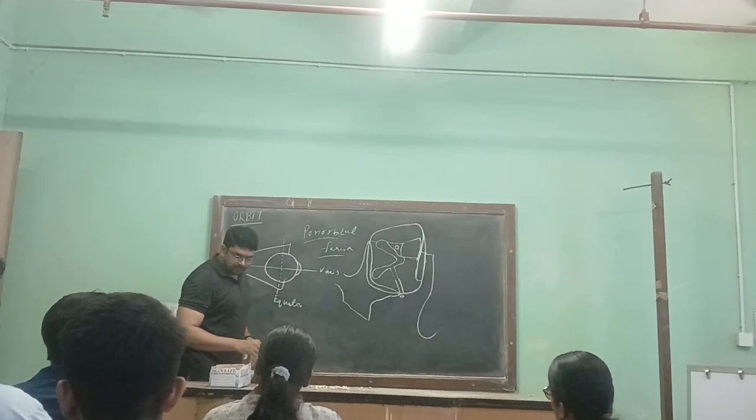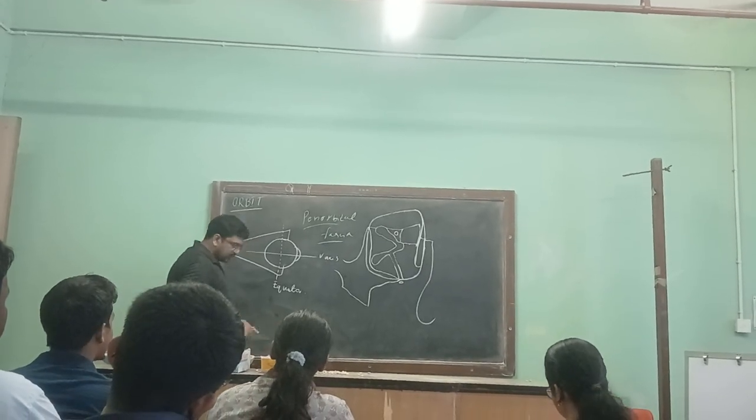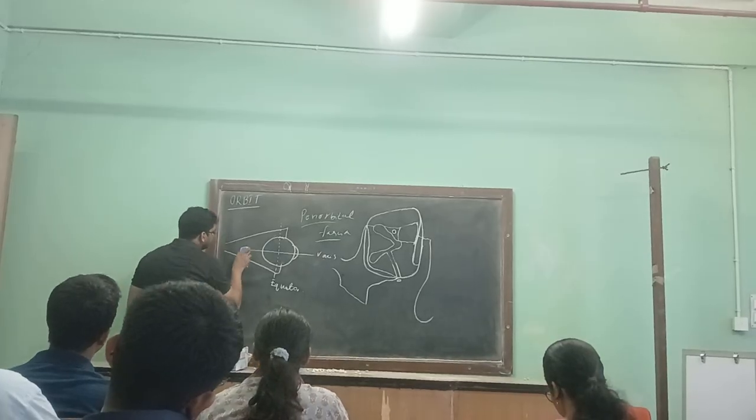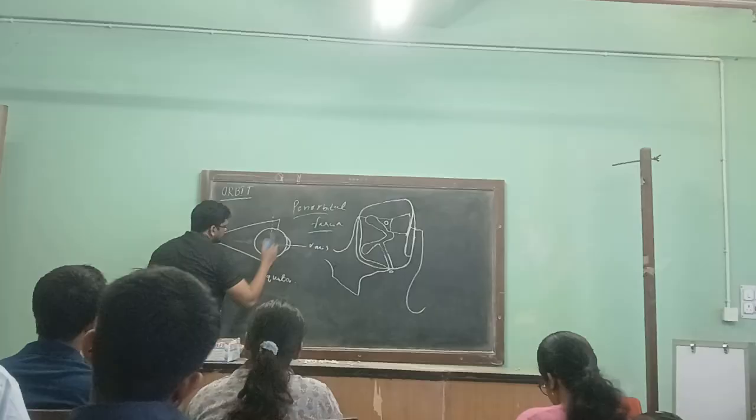If there is an eyeball, the movement of the eyeball is done by muscles, right? So what are the muscles you know already? Rectus, oblique, smooth muscle.